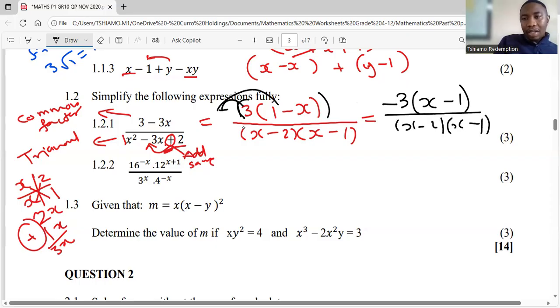These 2 are going to cancel, and then what are we left with now? Negative 3 over x minus 2 becomes your simplified version. That's fine. Cool. Okay, moving along to the exponential one. Let me just create space here.